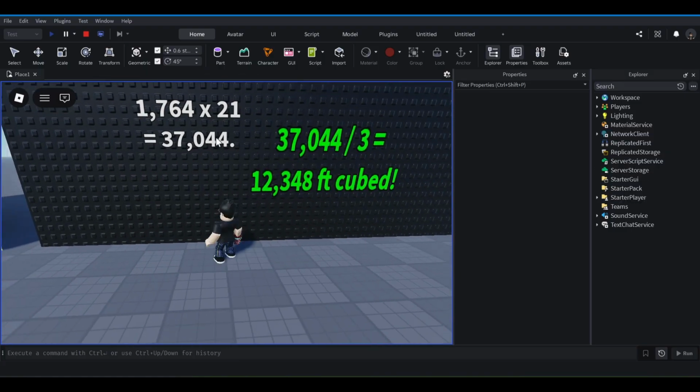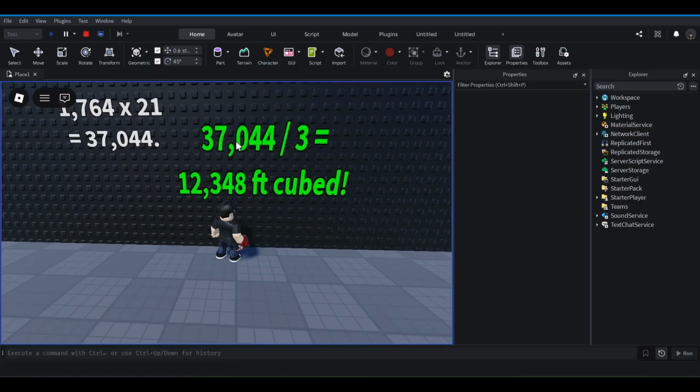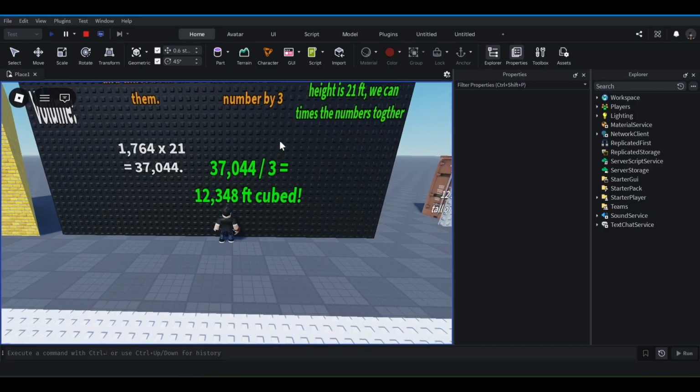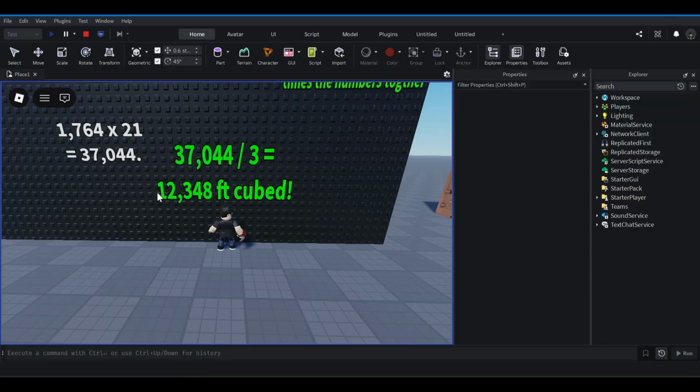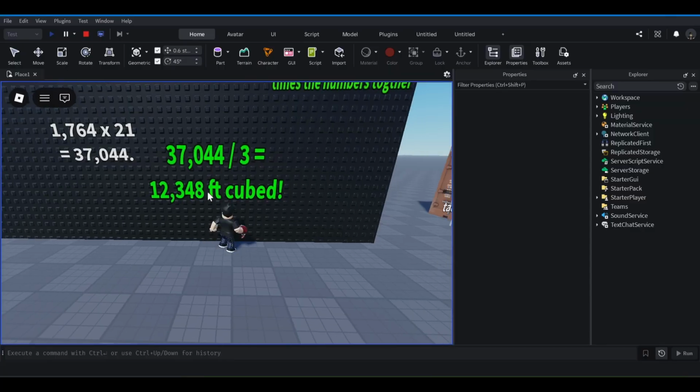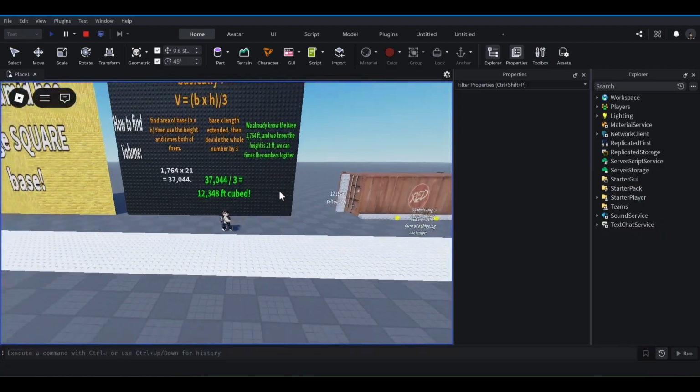37,044 feet squared probably right now. Yeah. So we divided by 3, because that's how the formula tells us to. And we get 12,348 feet cubed.